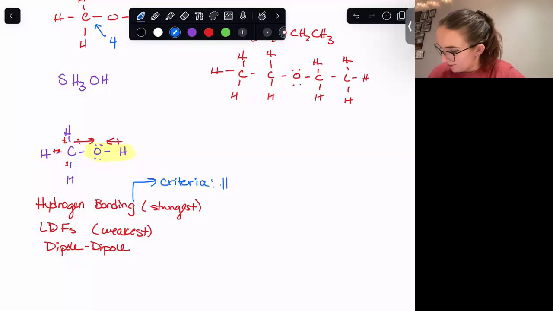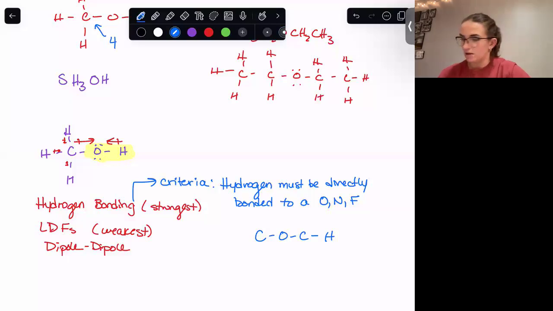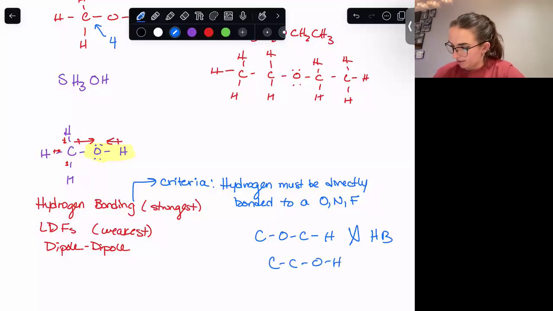Yep, so hydrogen must be directly bonded to an oxygen, nitrogen, or a fluorine. Right, so you can't have carbon, oxygen, carbon, hydrogen. This is no hydrogen bonding, but carbon, carbon, oxygen, hydrogen. This is yes to hydrogen bonding.